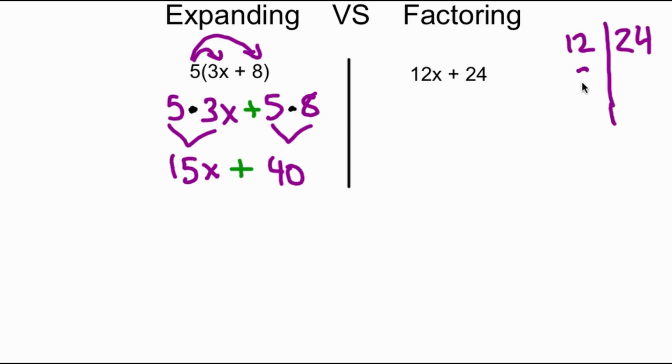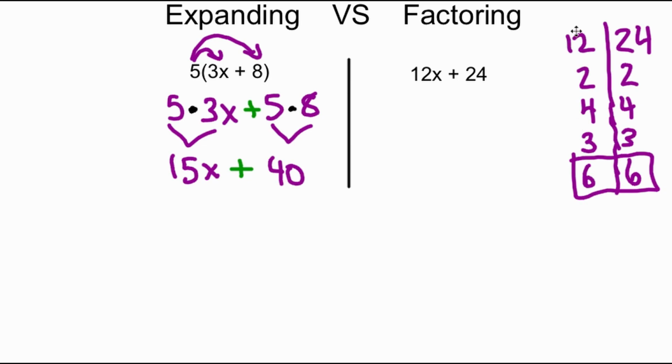Well, 2 can go into both 12 and 24. Also, 4 can go into both. But at the same time, so does 3 and 6. Now, if we think a little bit longer, you'll find out that 6 is actually the greatest common factor that goes both into 12 and 24. 6 times 2 gives you the 12, and 6 times 4 gives you the 24.